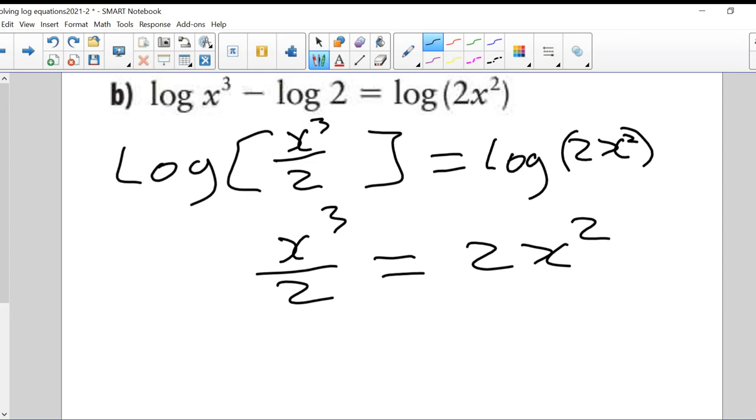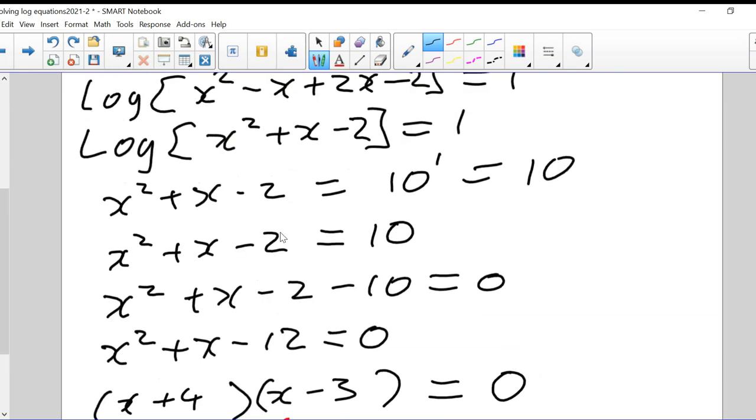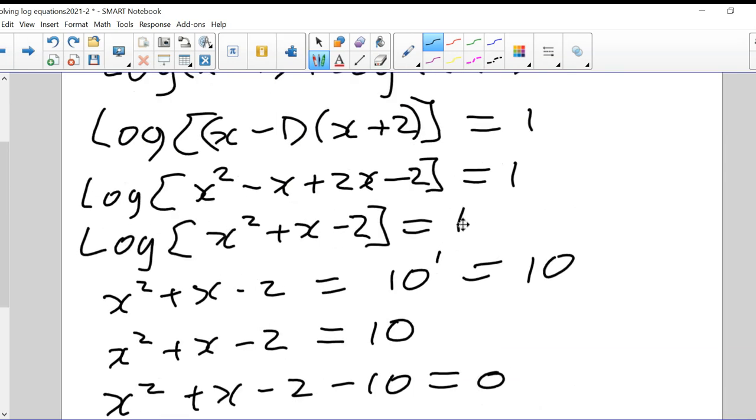Okay. What do you think would be a good next step? Could we have done that with the last one? Okay, well, let's take you back to the last one for a second here. When we got to this point here, it was the log of this is equal to 1. So it wasn't that the log of this was equal to the log of that. It was that the log of something was equal to a whole number.